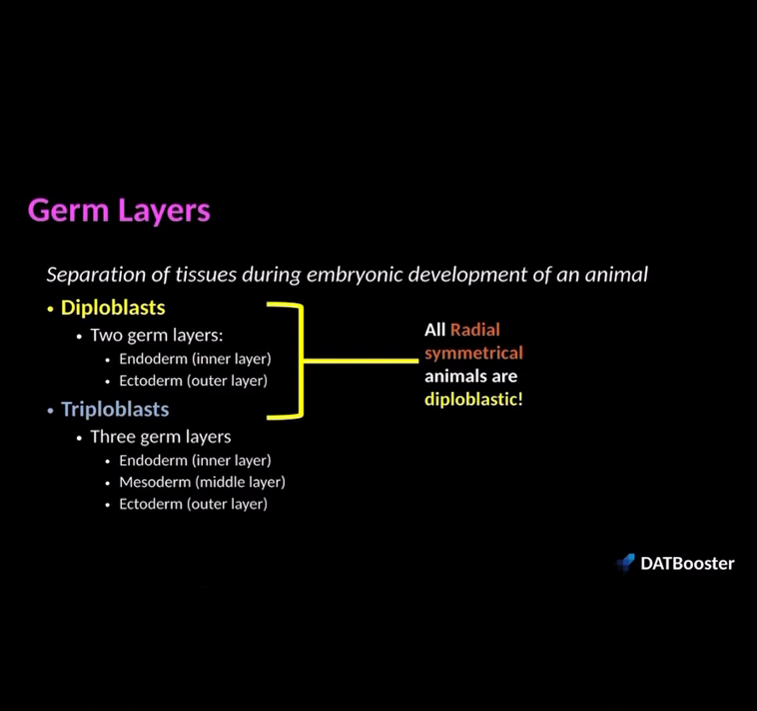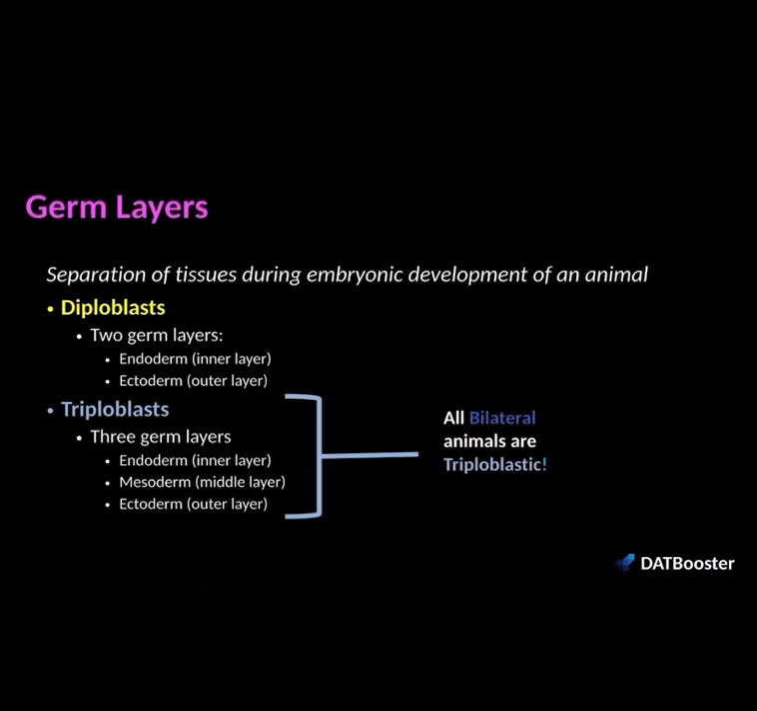Now tying this back into body symmetry, all radial symmetrical animals, like that starfish that we were looking at, all radial symmetrical animals are diploblastic. Now all bilateral symmetrical animals are going to be triploblastic for the most part. So that's an easy way to remember it, is that triploblastic animals are going to be associated with bilateral symmetry, and diploblastic animals are going to be associated with radial symmetry. So you don't have to memorize 4 different things, just memorize those 2 key terms that go together.